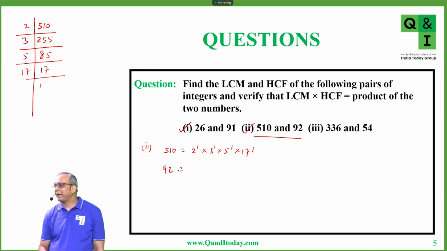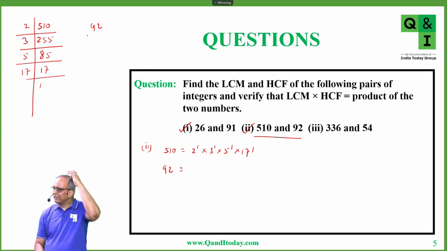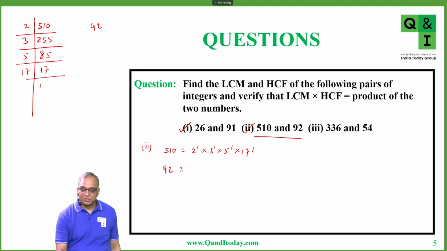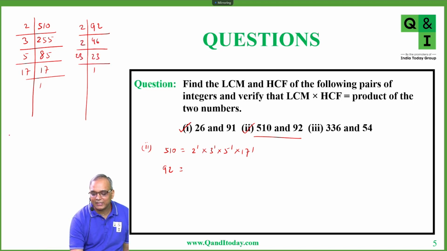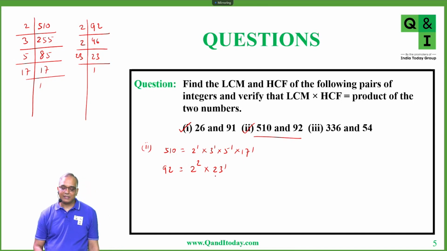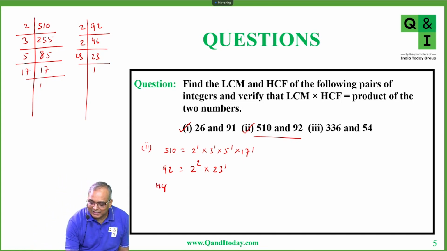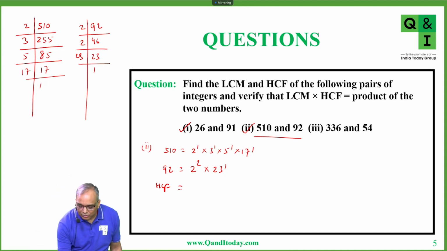Now if you do a prime factorization of 92, yes, Raghul, it is correct. Raghavi and Raghul, HCF is 2. So when you divide it by 2, you have 46. Divided by 2, you have 23. Divided by 23, you have 1. So here we have 2 square into 23 raised to the power 1. Now, if you have to find the HCF, the common factor is 2 and the lowest power here in 2 is 1. So HCF is 2 to the power 1, which is 2.